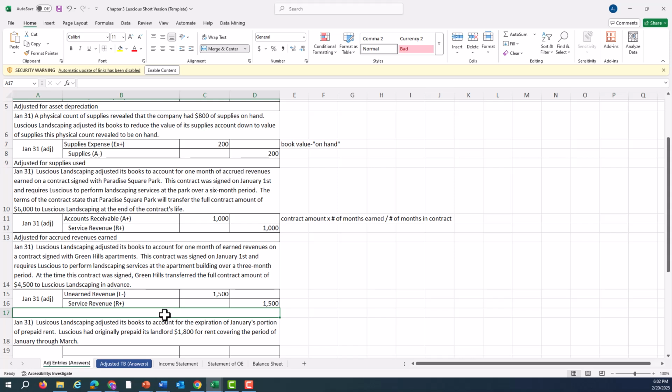In this case, we adjusted for deferred revenues earned.